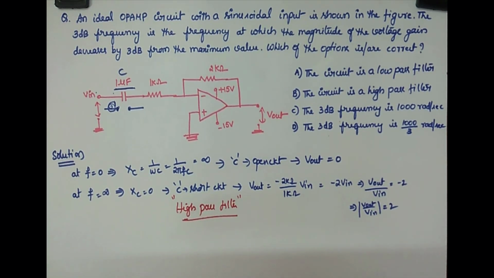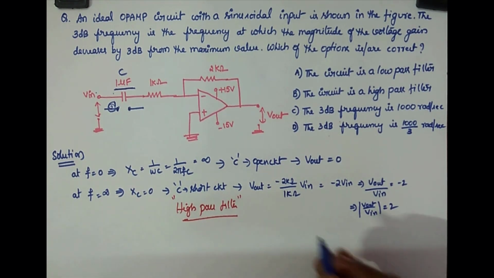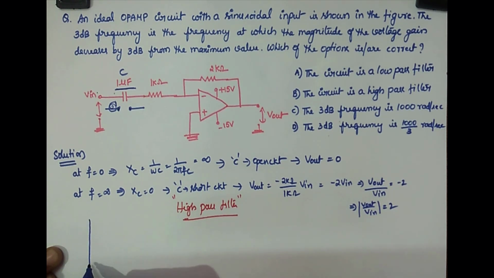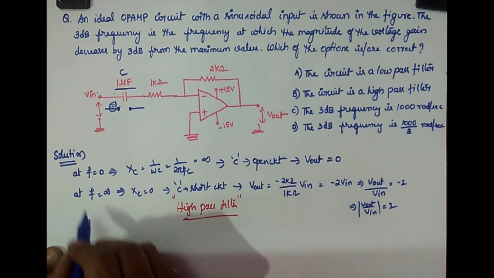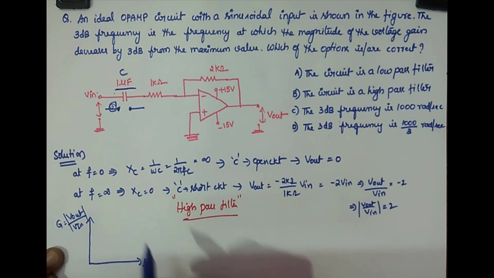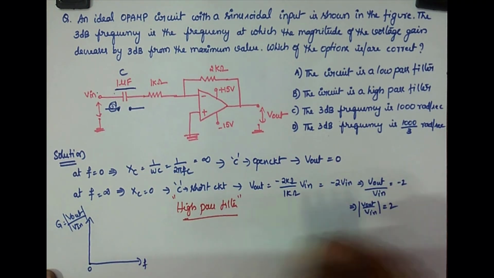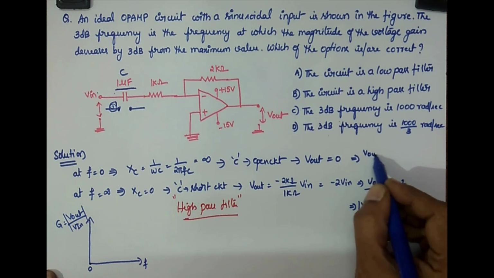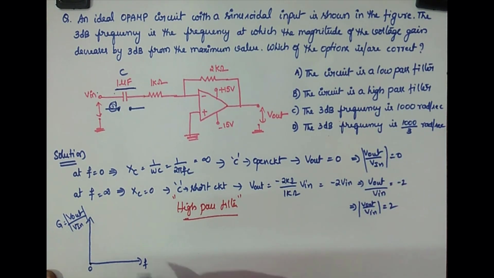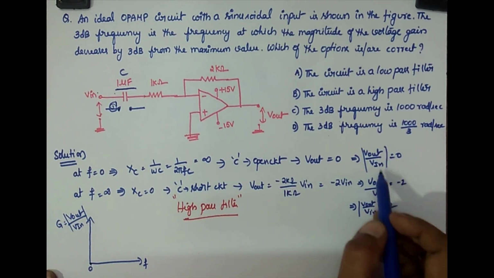Okay, even if I draw a simple frequency response graph, this is F and this is your gain G, V out by V in, like this. When frequency is 0, V output is 0, or I can say, as you are taking gain here, V out by V in is 0 here. Okay, so it is 0. When frequency is 0, V out by V in is 0.